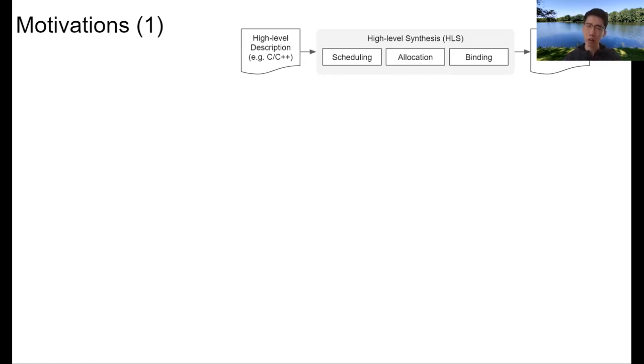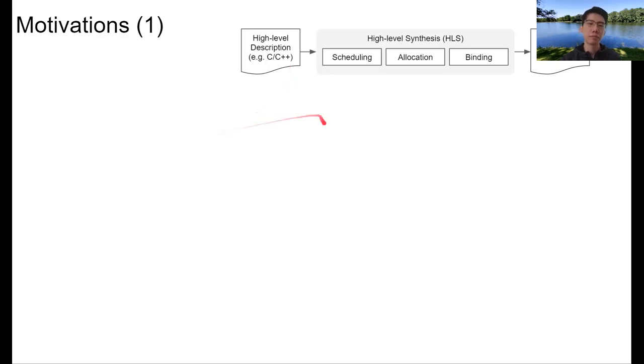Then the allocation stage is to allocate registers to the program. And finally, binding: you have memory and computation resources on your hardware, and you have many operations in the IR. Then you need to bind the operations in your software program to the hardware components. And then we will have an RTL design, which can be mapped to FPGA, ASIC, anything you want to target.